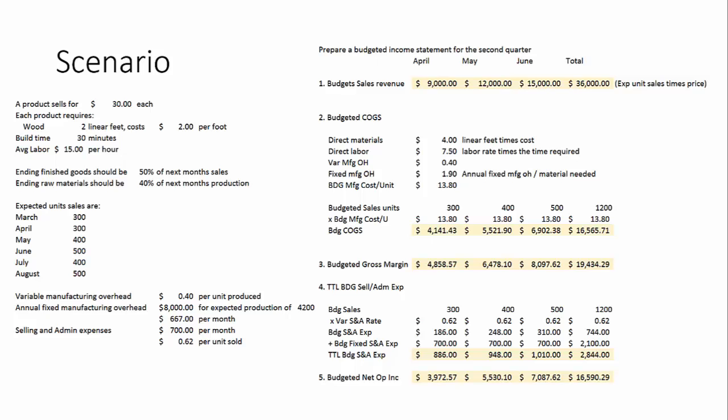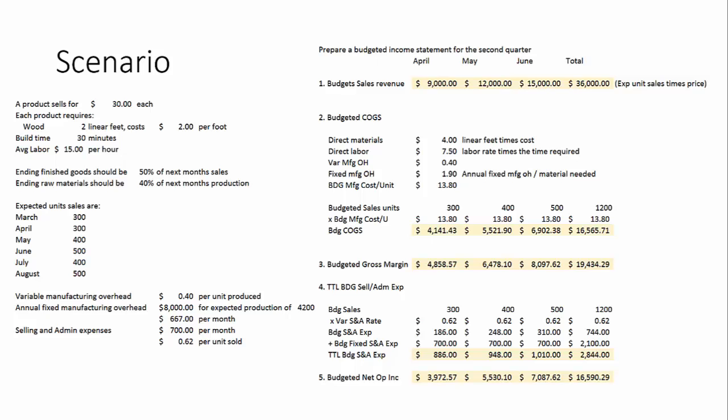Then we have to come up with our selling and admin expense. Part of this is variable, so we have to take that 62 cents per unit, multiply it by the budgeted sales units of 300 to come up with $186. Then we add to that the fixed selling and admin expense of $700 to come up to $886 for the month of April. Then you would do the same calculation for May and for June.